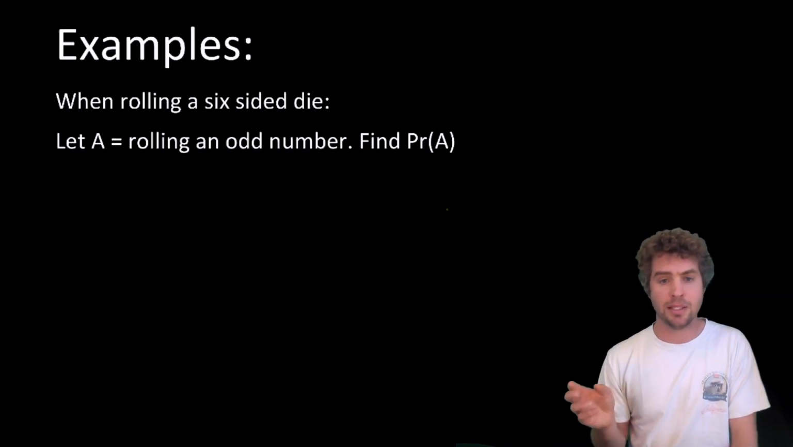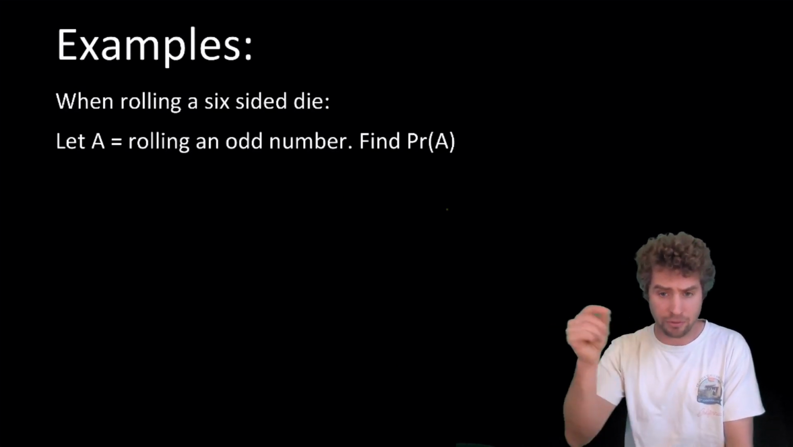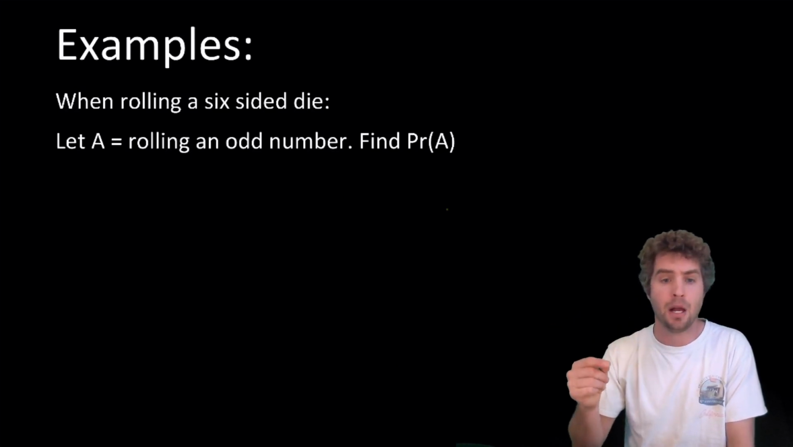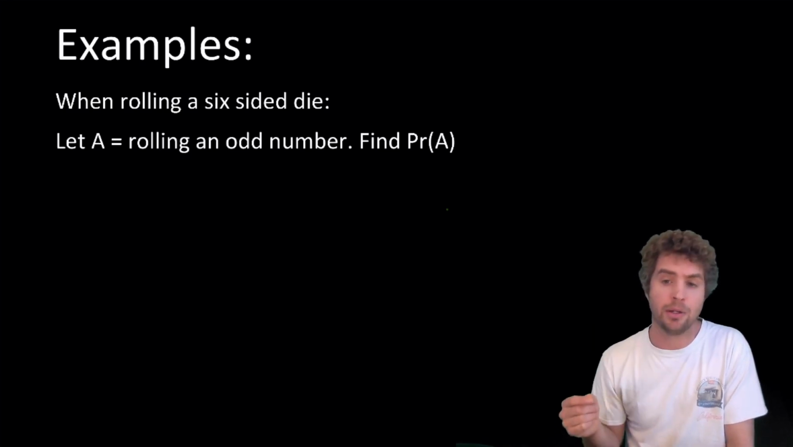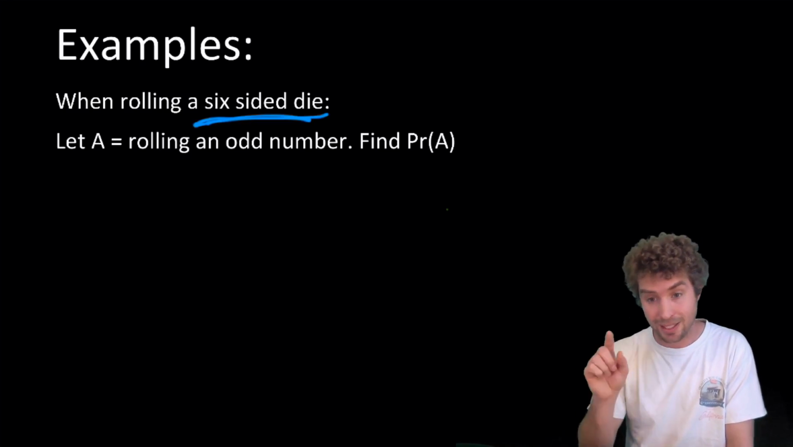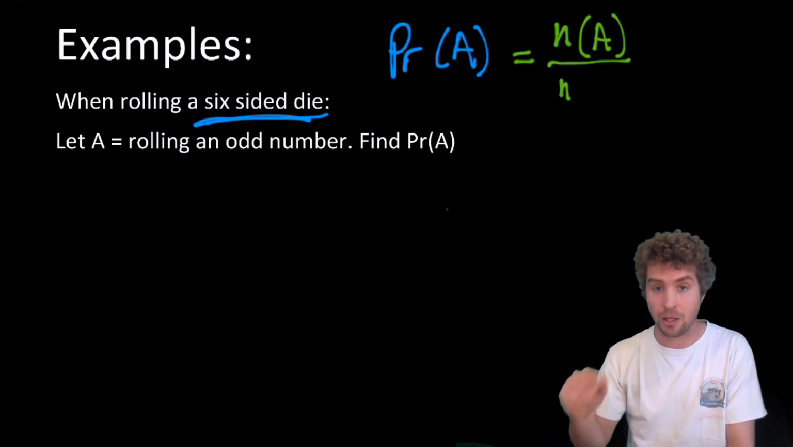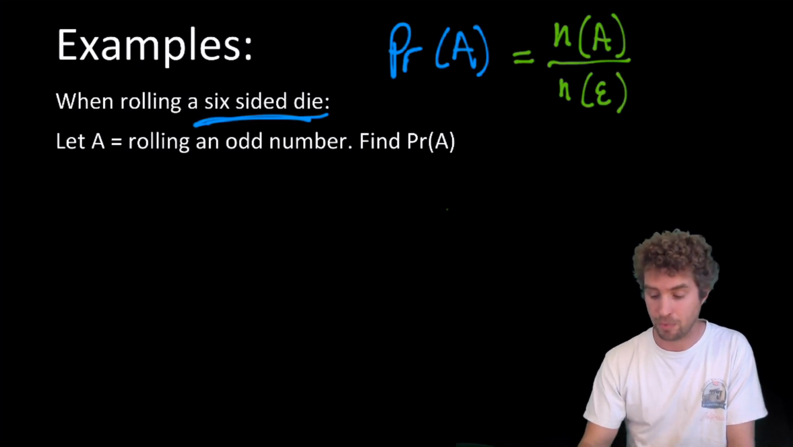If we're rolling a 6-sided die, here's how we define an event: let A be rolling an odd number. So we want to find probability of A. It's a 6-sided die, and we remember that the probability of A is the number in A over the number of outcomes that is in the sample space.